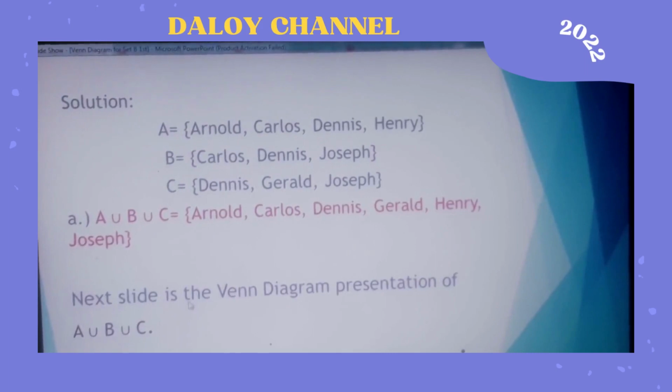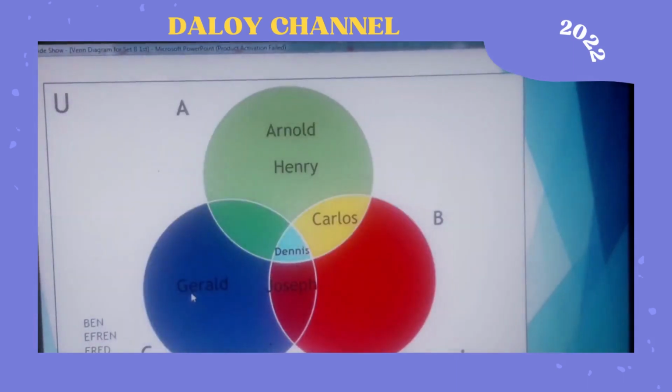Okay, for letter A, considering the union between set A, set B, and set C, you can directly compare. Again, avoid rewriting the elements. You have to write it once in enumerating the union between the three sets. So, we have Arnold, Carlos, Dennis, Gerald, and Joseph as the union between three sets A, B, and C. And the illustration follows in this manner.